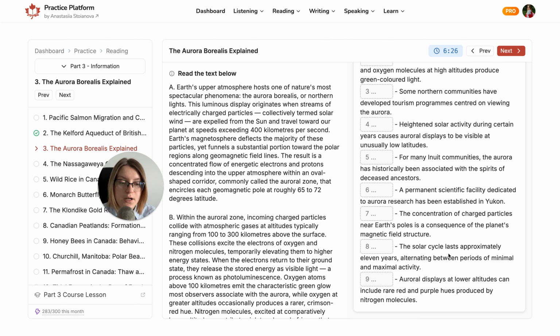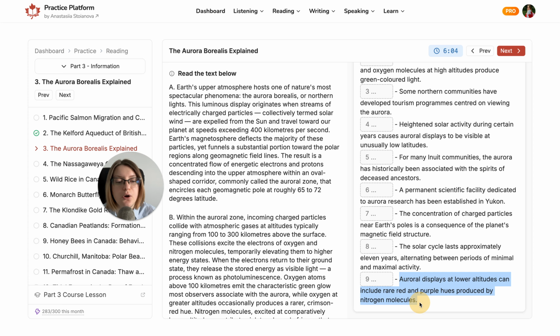The solar cycle lasts approximately 11 years. Keyword, yeah, 11 years. We have to always check the numbers. Alternating between periods of minimal and maximal activity. Alternating, changing, yes? And then the words minimal and maximal. So also cool and easy to remember.